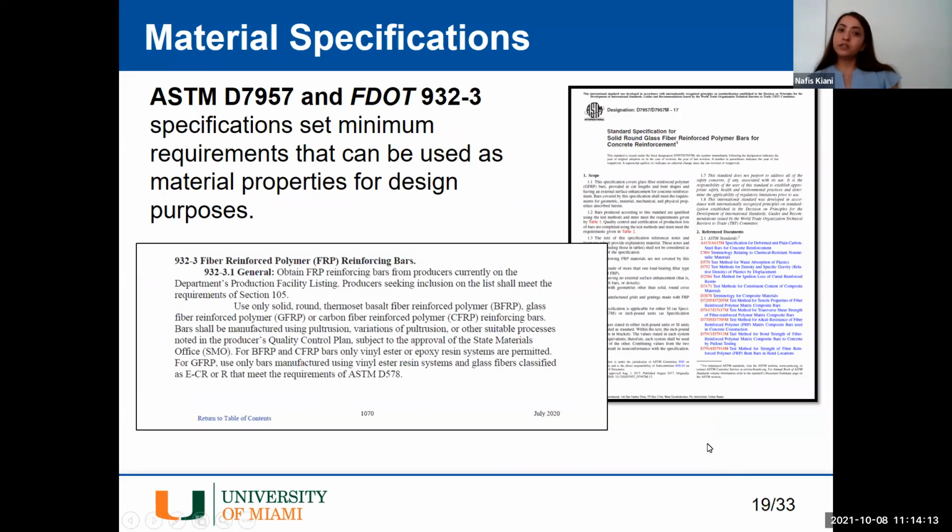So there are different types of specifications and standards which are available for FRP bars. In the case of the material specification, ASTM D7957 is used as a minimum requirement for the material of the FRP reinforcement. And also Florida DOT provides a specification to set a minimum requirement that can be used as material properties for design purposes.